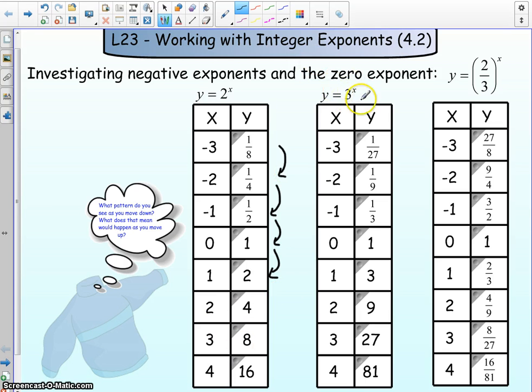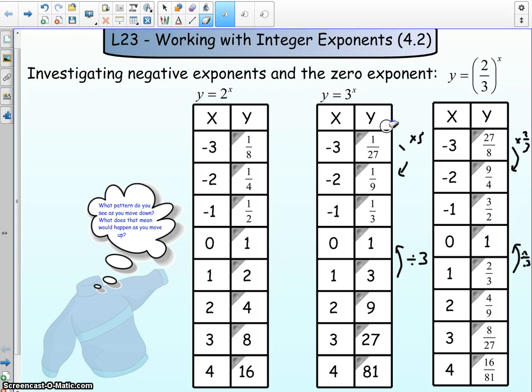Here, if you have 3 to the x, you're constantly multiplying by 3 as your x values go up. If you're going backwards, you're consistently dividing by 3. With 2/3 to the x, you'll be multiplying by 2/3. If you're going back up, you'll be dividing by 2/3, or that would also mean multiplying by 3/2 if you want to look at it that way as well. We're going to come back to this when we develop some more rules later on.